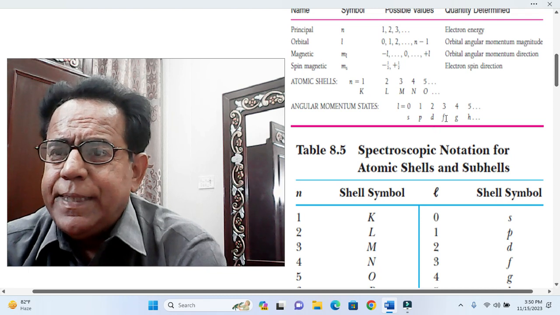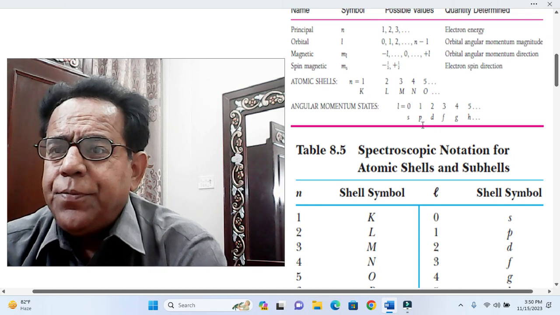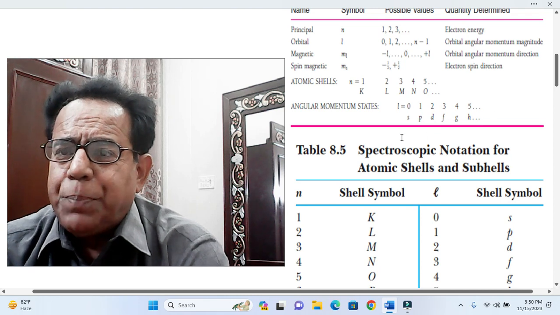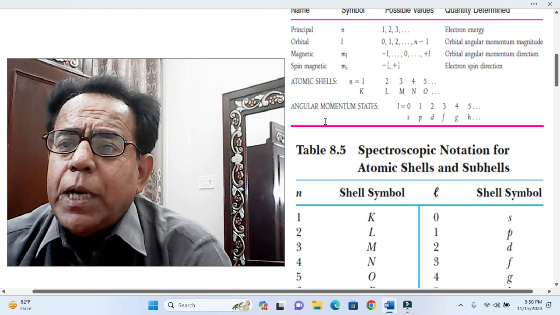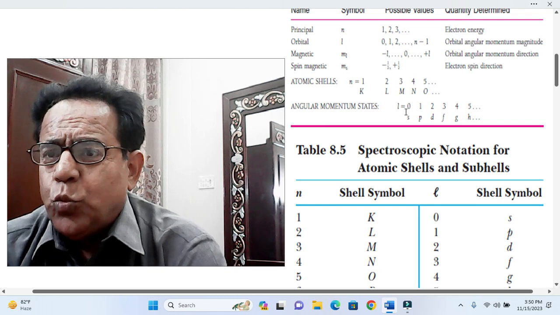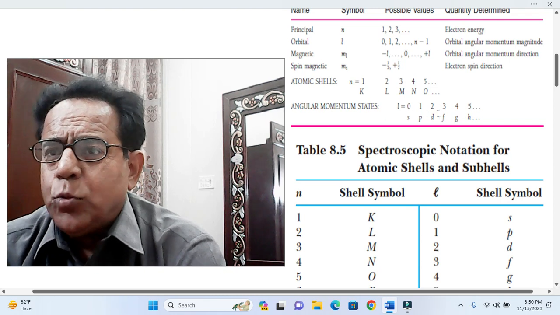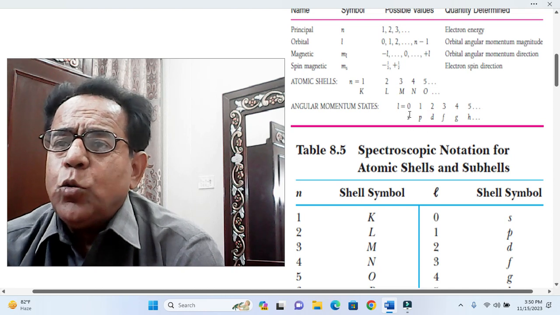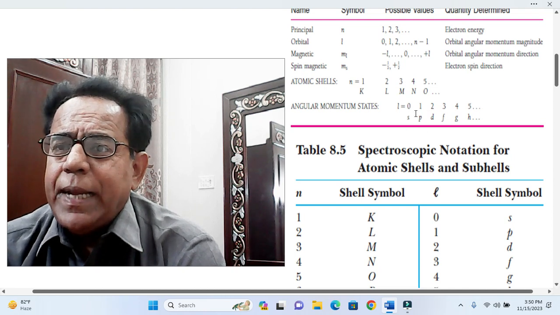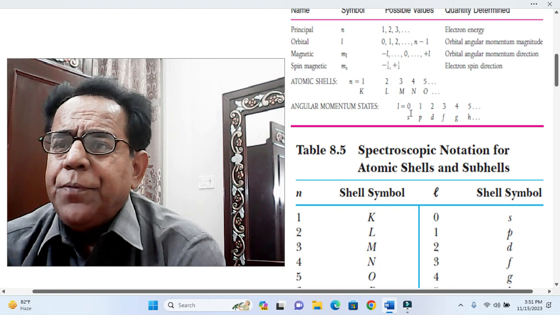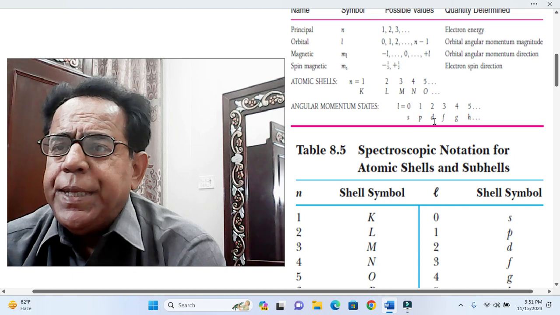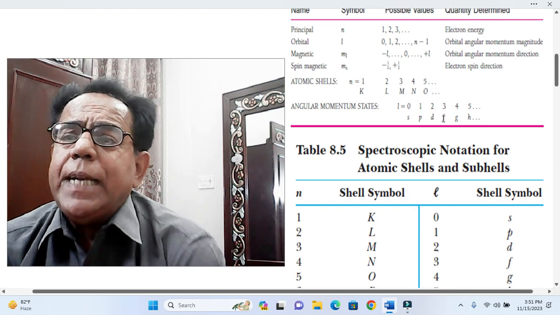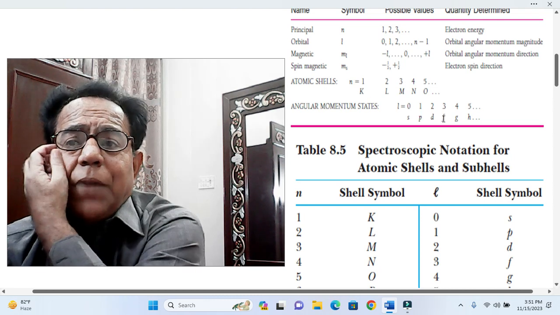When this situation is applicable, angular momentum states l equal to 0, 1, 2, 3, 4, 5. Then when l equal to 0, S. When l equal to 1, P. When l equal to 2, D. And when l equal to 3, F. We are given 6F.